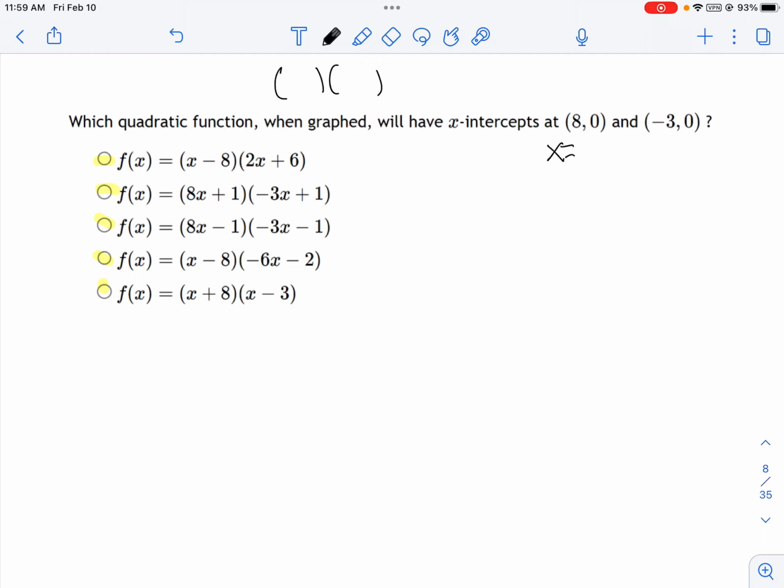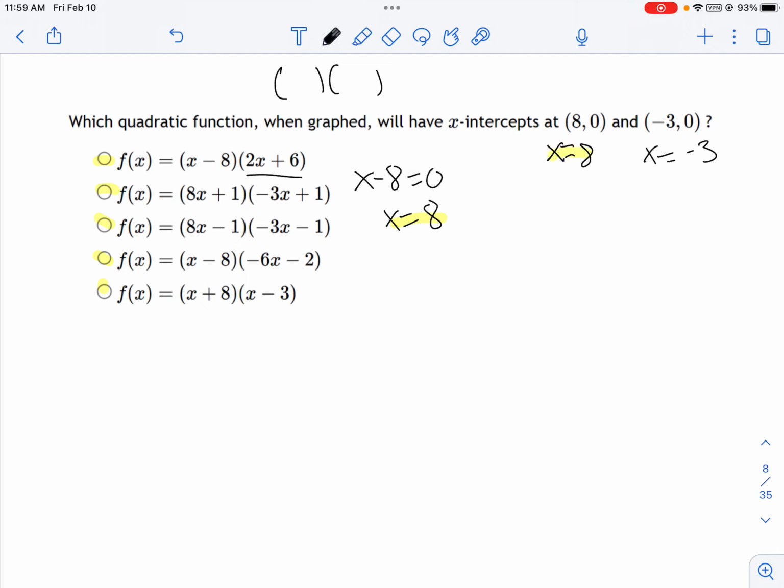Well, this means your x is, sorry, your x is 8 for this first one. X is negative 3 for the next. Well, let's just take it in pieces. If we set x minus 8 equal to 0, add the 8 to both sides, 8 is a solution. So right then and there, that's looking promising.